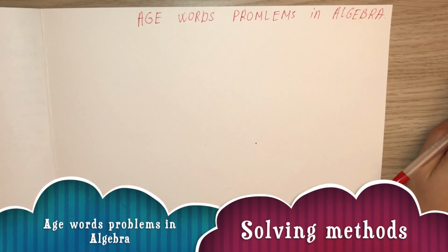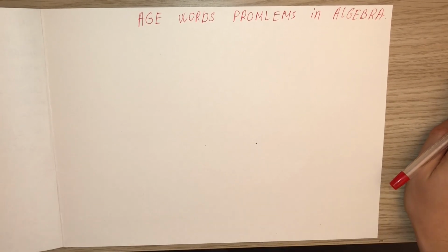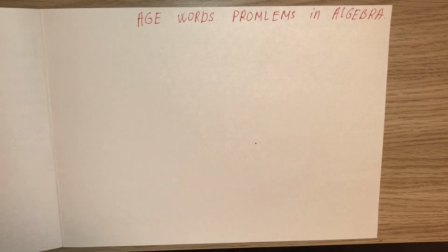Welcome to age word problems in algebra. Today we will talk about age word problems in past, present and future. Age word problems are algebra word problems that deal with the age of people currently, in the past or in the future. How to solve age word problems?